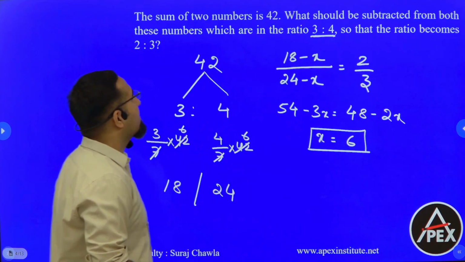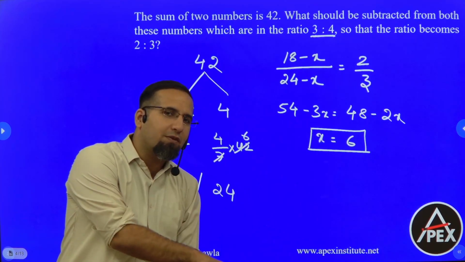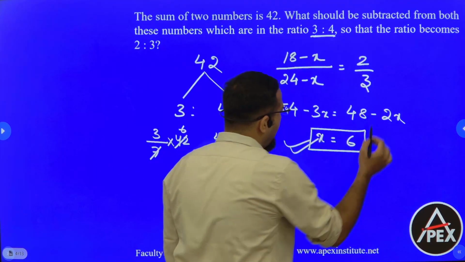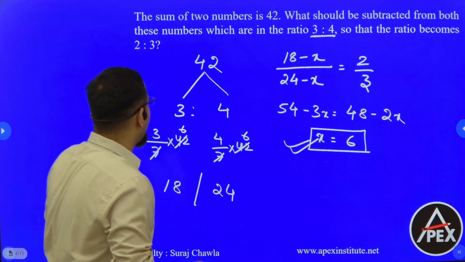And what was the question asking us? What should be subtracted, right? So x should be subtracted. And what is the value of x? The value of x is equal to 6. And therefore, this becomes our final answer. Clear, guys? Let's move to the next question and application of this.